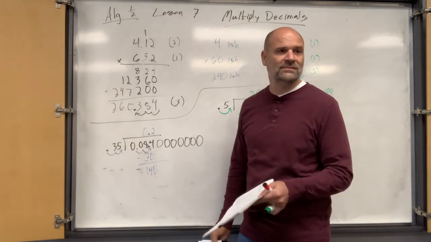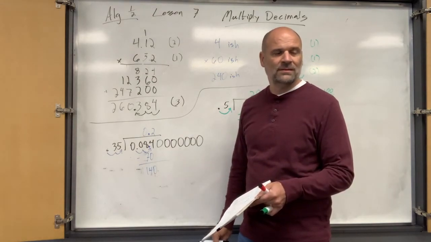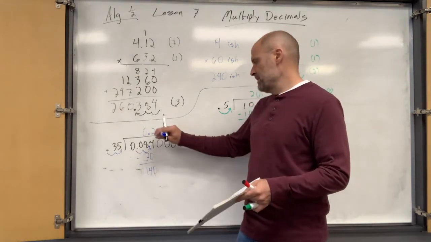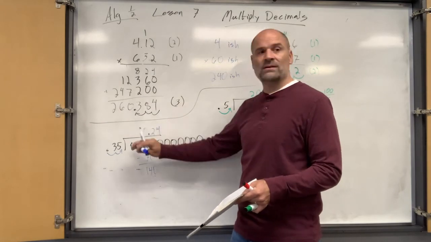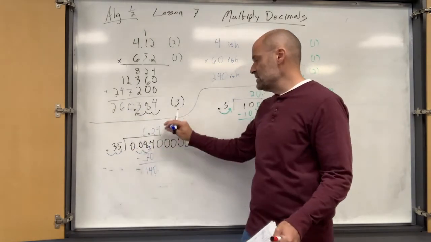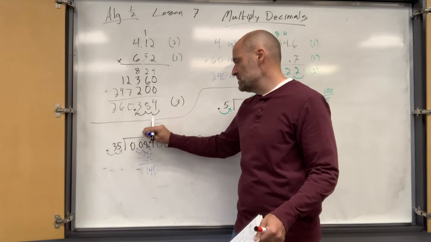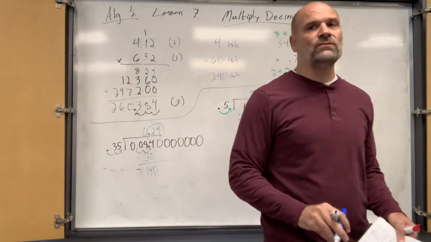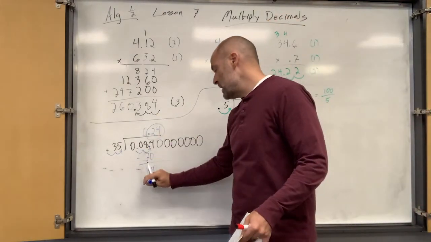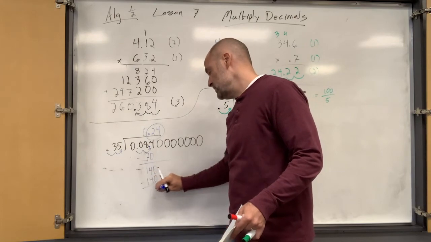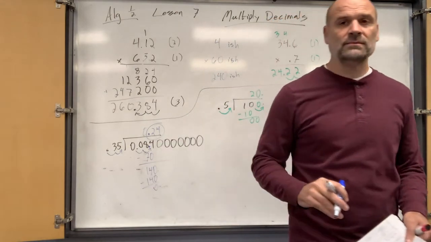What'd you get? 0.240. That's right. So now you can trim off all the zeros on the end. You don't need this. So this is all you need, 0.24. Because 4 times 35 is exactly 140, and then you get 0. So you can stop right there.